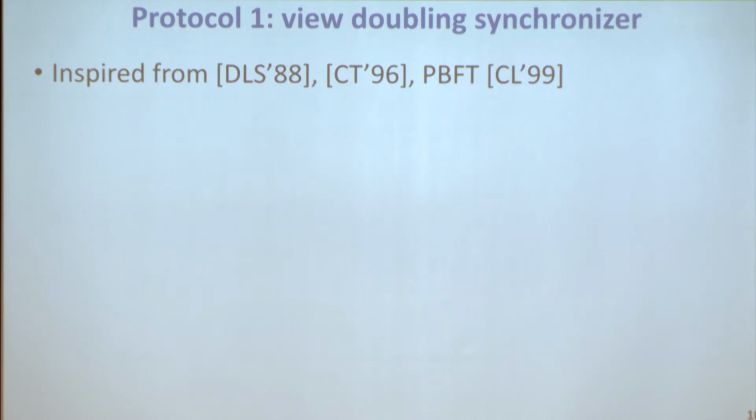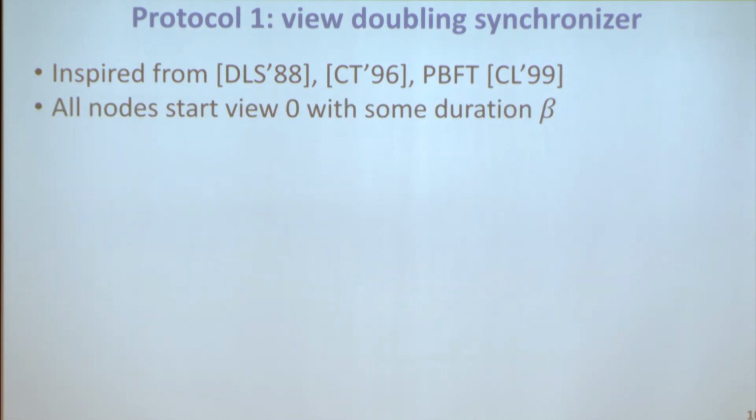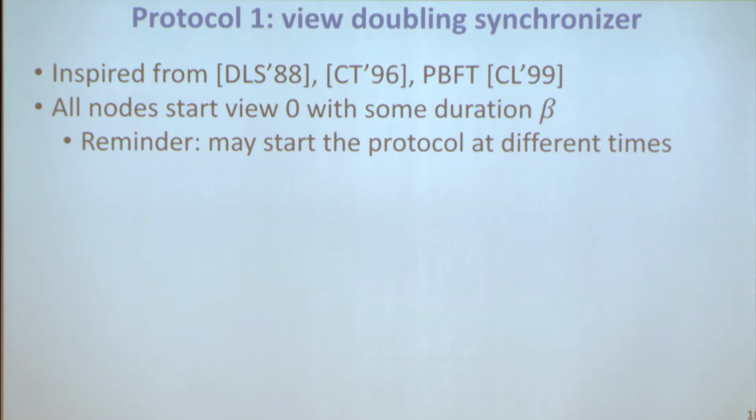So the first protocol is a simple one. It's called view doubling. It's inspired from these works. In view doubling, all the nodes start view 0 with some initial duration beta. Now, there is no global clock. I haven't mentioned it, but there is no global clock that dictates when each node starts its local execution. Nodes can start their local execution at different times.